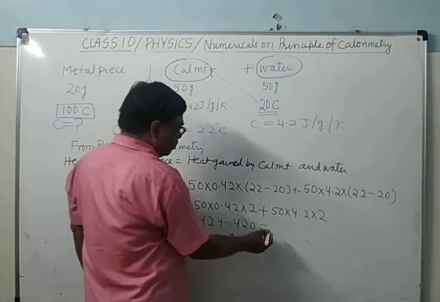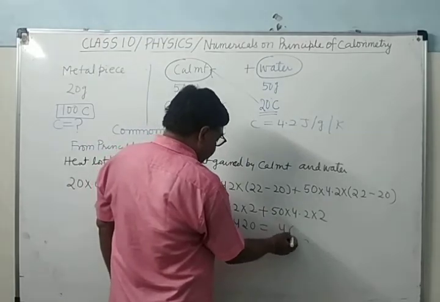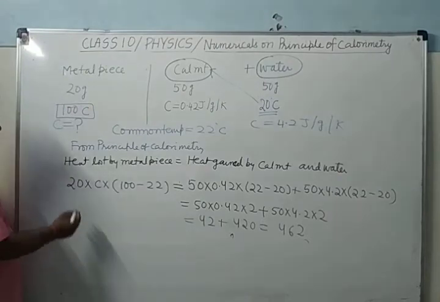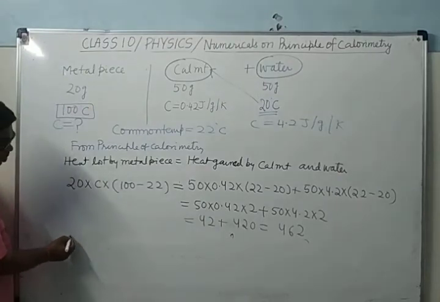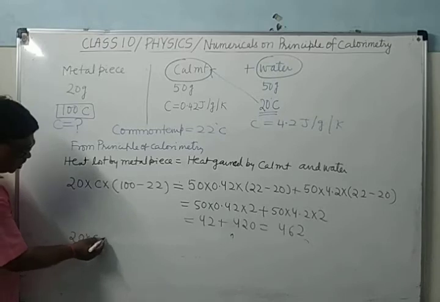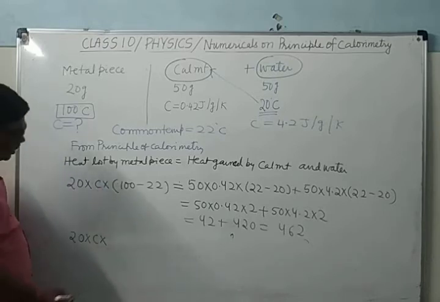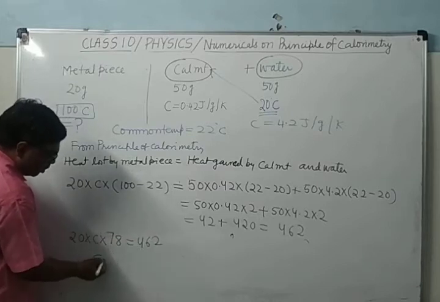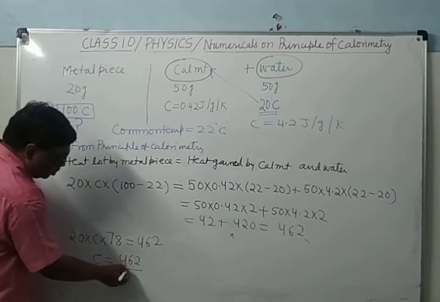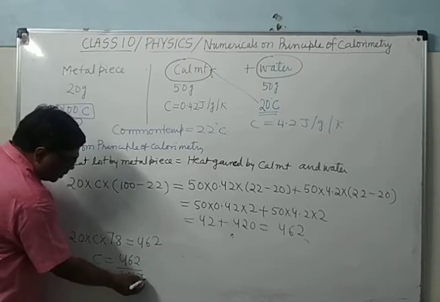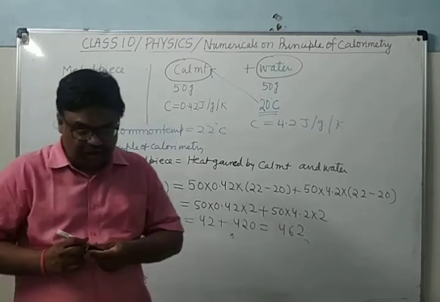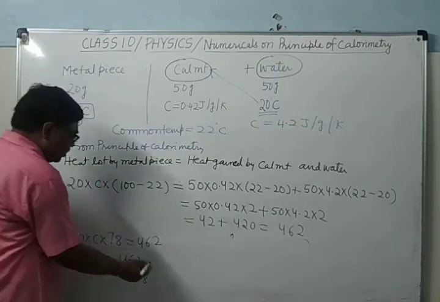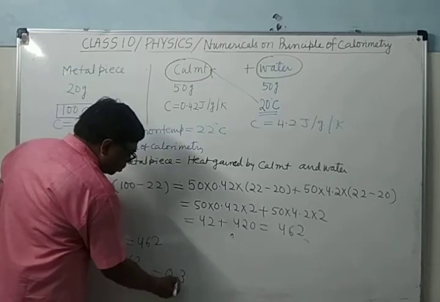So it is equal to 462. Now this you simplify. So 20 into C into 78 equals 462. So what will be C? 462 divided by 20 into 78. When you simplify, it comes out 0.3. Its value comes out 0.3.